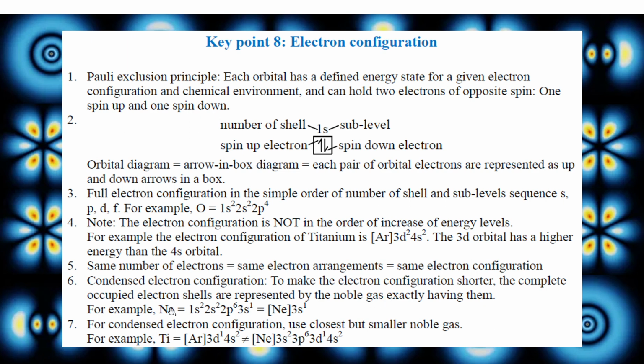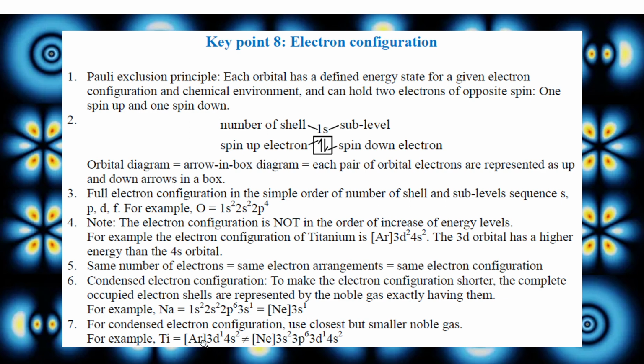For sodium, it has shells 1 and 2 completely filled. So we use neon. Neon has exactly 1s2, 2s2, and 2p6. The electron configuration represents the previous one, and we just write sodium as [Ne] 3s1. Make it simpler and make it as short as possible.